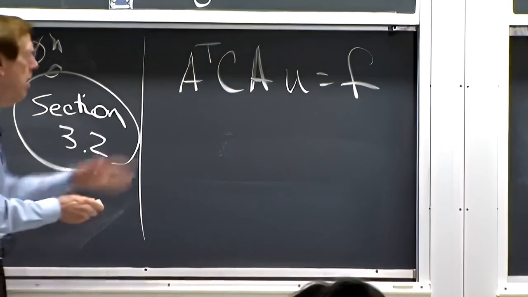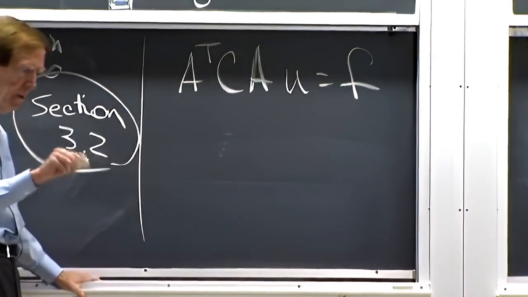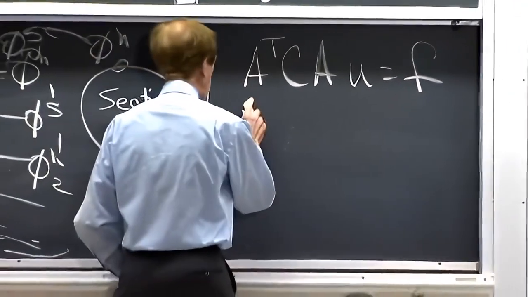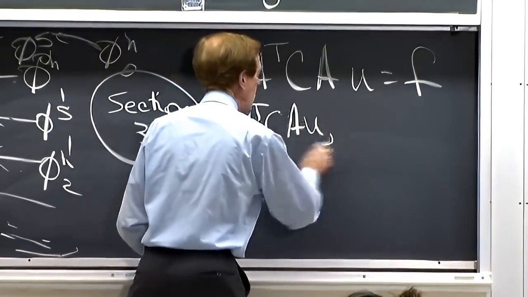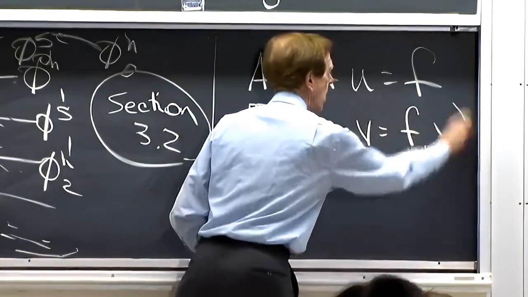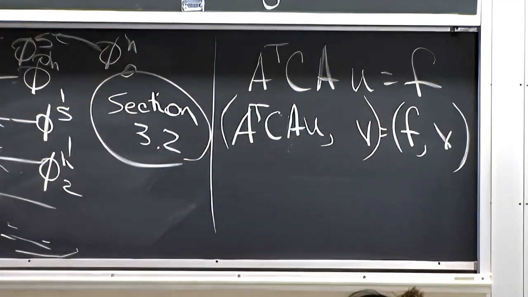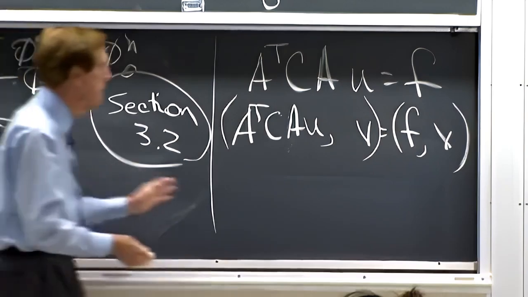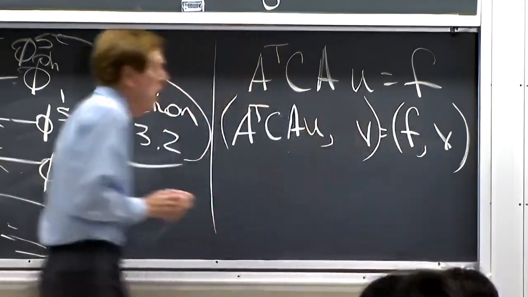Okay, what would be the weak form in the discrete case? I would multiply by a vector v, and I would take inner products: A transpose C A U inner product with v equals F inner product with v. You can use dot, so that would be the weak form. I've just taken the dot product of both sides with v.